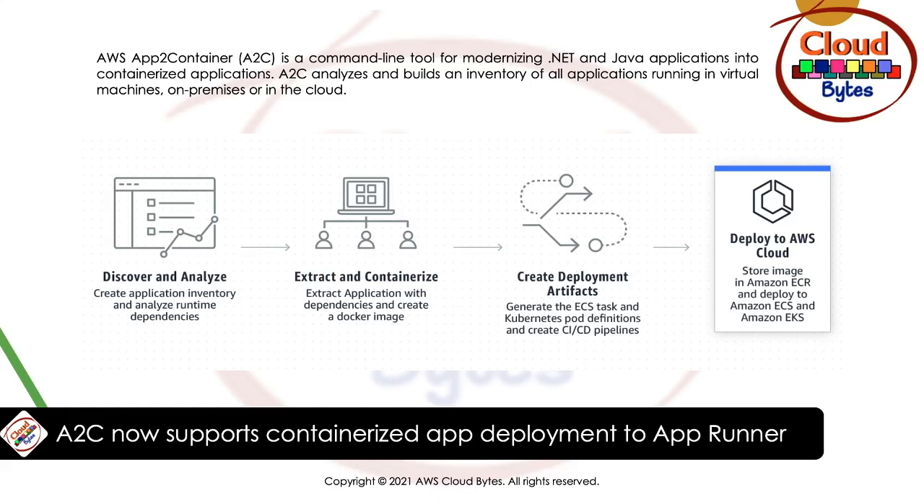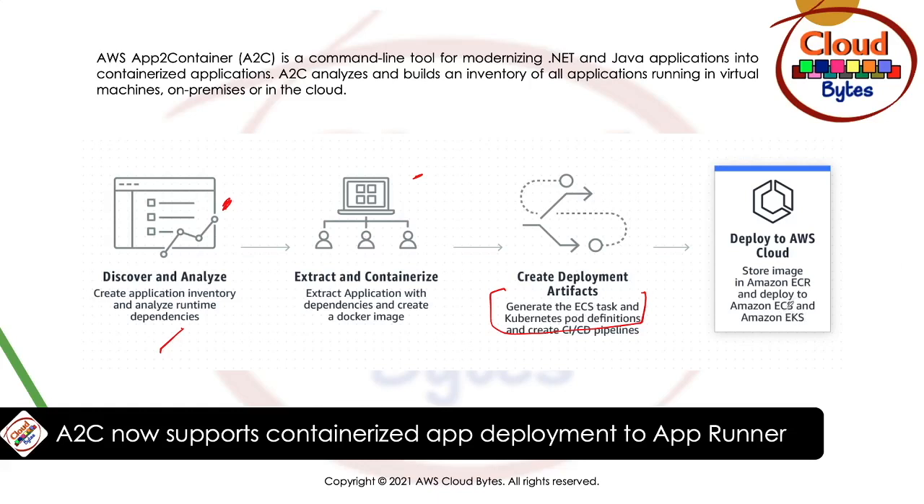What is A2C? AWS App2Container, or A2C, is a command line interface tool for modernizing .NET and Java applications into containerized applications. A2C analyzes and builds an inventory of all the applications running in virtual machines, on-prem or in the cloud environment. After analyzing and discovering, it can extract and containerize them. So basically, this is the first step where they analyze and then they can containerize. Then this can be deployed like an artifact in your ECR or ECS, basically as a container repository.